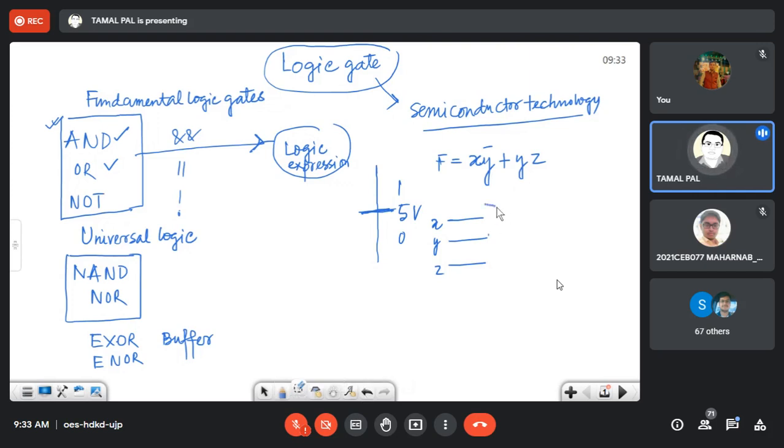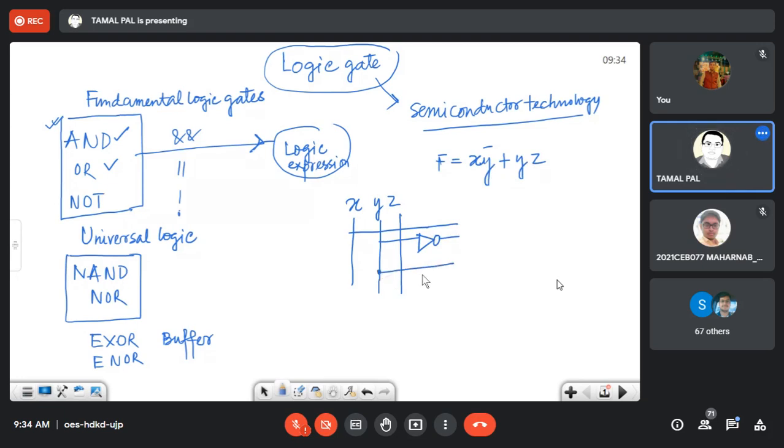Actually, I have drawn it in different ways. It will be much easier to draw in this way. I better erase that part, that is not required. X, Y, and Z. If I draw these lines vertically, then it will be easier for us to draw. X, Y, then X Y bar or Y naught, that is also called the complement, Y complement. So X Y complement, this is one of the components, and Y direct, Y and Z, this is connected by OR gates, and finally this is connected by AND gates.